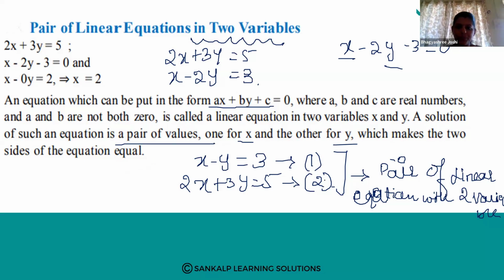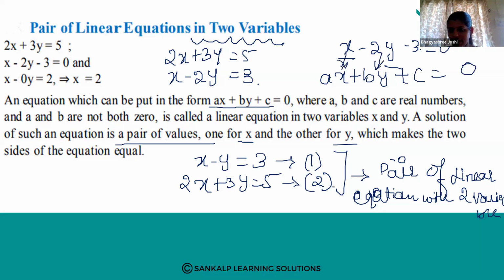Yes. So here, the standard form, the general form for a linear equation in two variables, is ax plus by plus c is equal to 0. This is ax, this is by, this is c is equal to 0. Here a, b, c are real numbers, and such equations will have two solutions, that is one for x and one for y. Okay, next.